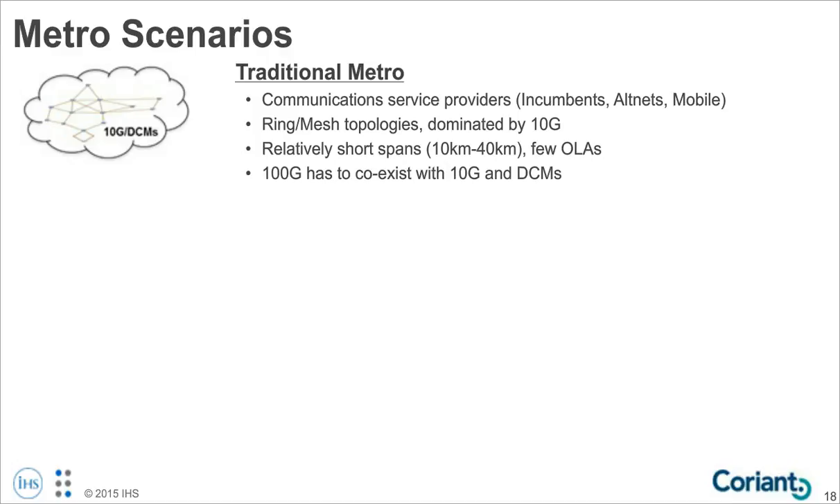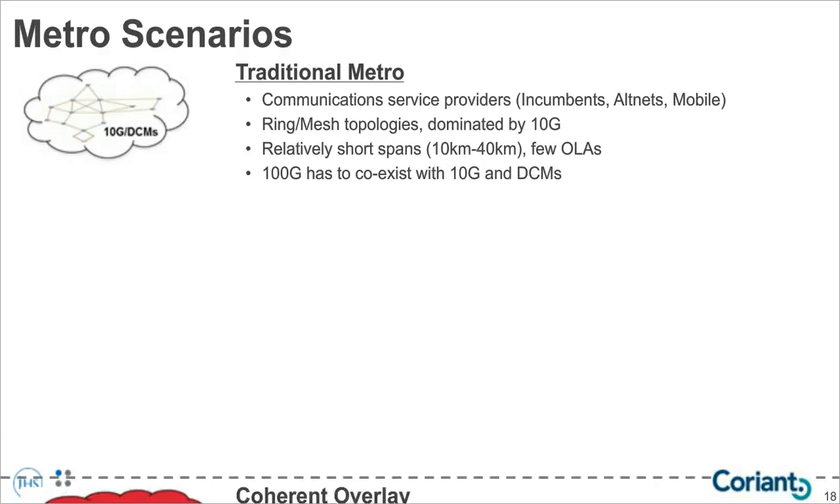And this is typically somewhere between a ring and a mesh topology, dominated by 10 gig, relatively short spans with a few OLAs, if any. And really the distinguishing feature for this type of network is that the 100 gig has to coexist with 10 gig and with DCMs. So that's the first one, the kind of traditional ring mesh 10 gig metro.